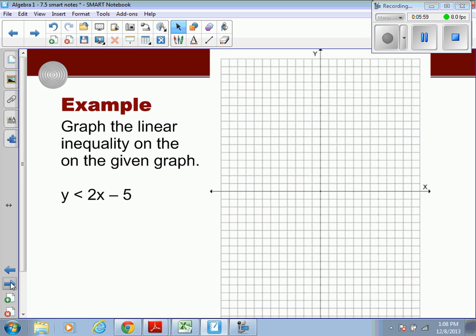So if we look at an example, in this first example, the inequality is already given to us in slope-intercept form. So we're going to plot on the graph the y-intercept of -5. We're going to go down to -5 and put a dot at -5. And now we do the slope of 2 over 1. So I go up 2 over 1, up 2 over 1, and continue that. And we can go down to the left 1, down to the left 1. And then I'm going to use the tool here to make my line.